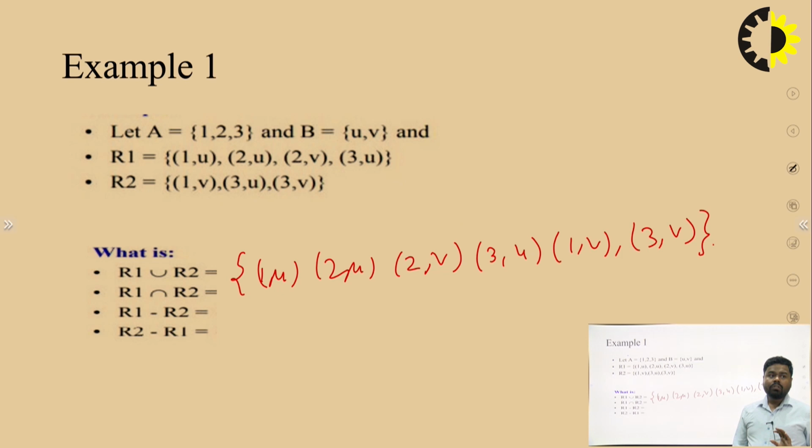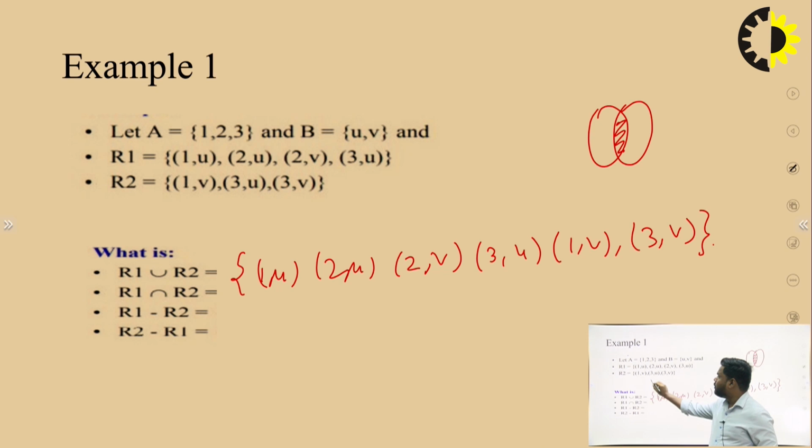Now the intersection. The intersection is what is present in both. So R1 intersection R2: 1u no, 2u no, 2v no, 3u only. So R1 intersection R2 is equal to 3u.